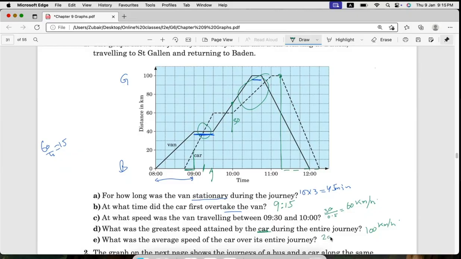So total distance is 200, and total time: the car starts at 8:45 and ends at 12:15. So 1, 2, 3 complete hours and a half hour, 3.5 hours. Total distance over total time, using the calculator, I'm getting 57.14 kilometers per hour.